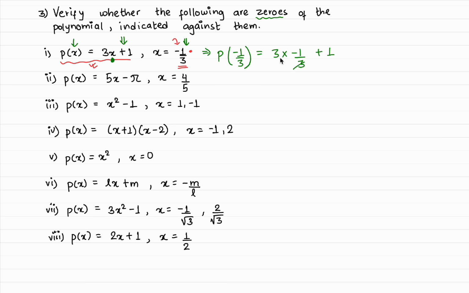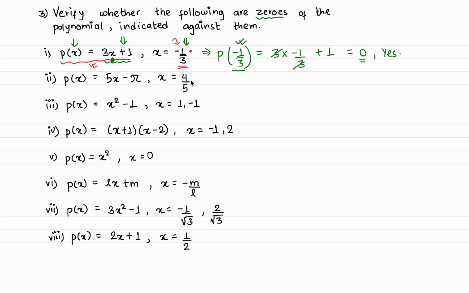Now we can cut this 3 and that 3, and we get our answer as minus 1 plus 1 is 0. So when you put this number minus 1 by 3 in this particular polynomial, you do get your answer as 0. And when that happens, then this particular number is a 0 of this polynomial. So in the first one, yes, minus 1 by 3 is a 0 of this polynomial.